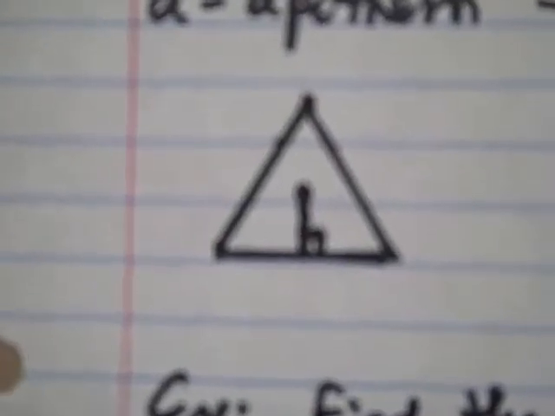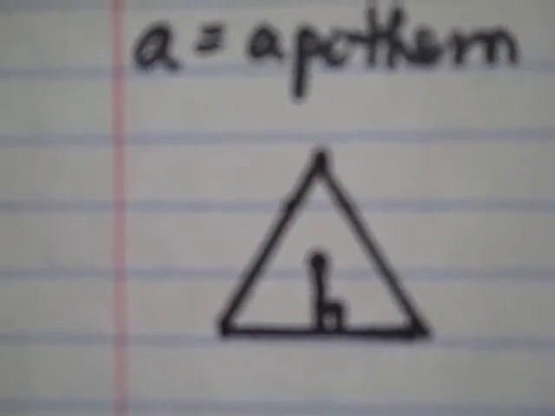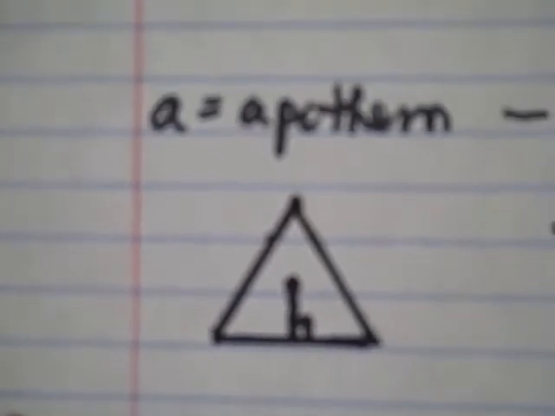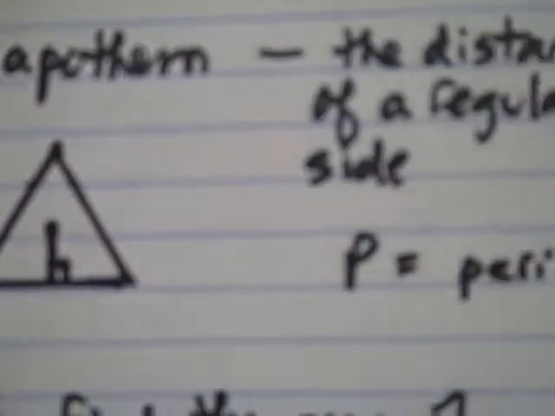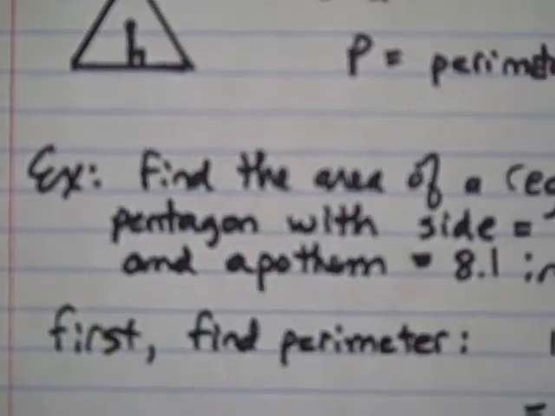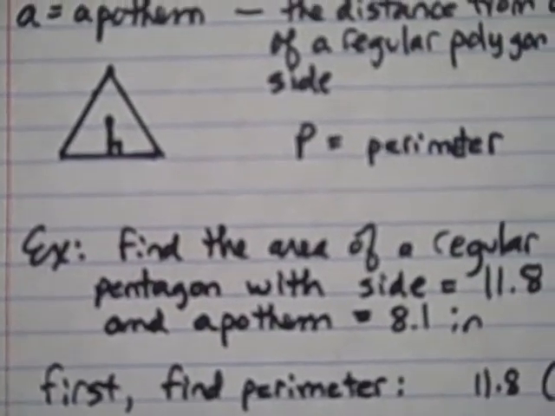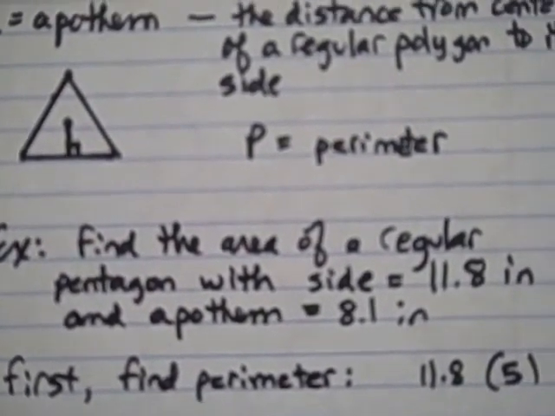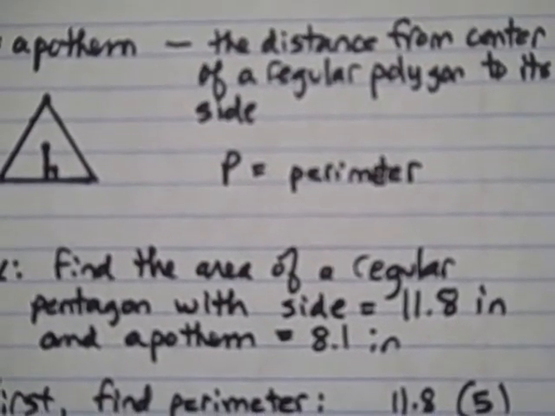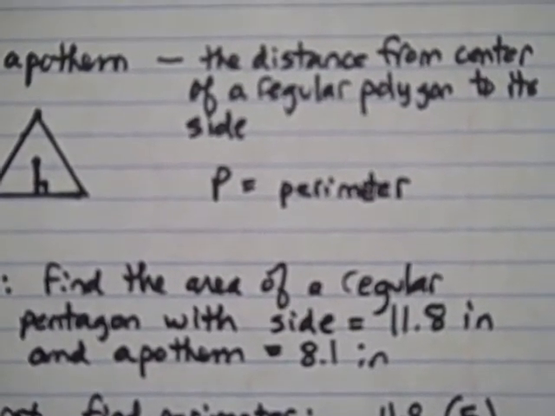Here's an example. Okay? Here's the center of the regular triangle. The distance from the center to its side is called the apothem. And then P just stands for the perimeter. So if we're going to use this formula, we're going to plug and chug here, okay? So let's suppose that we have a regular pentagon. Its side lengths are 11.8 inches, and its apothem is 8.1 inches.